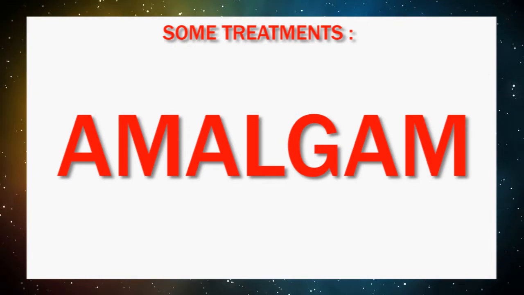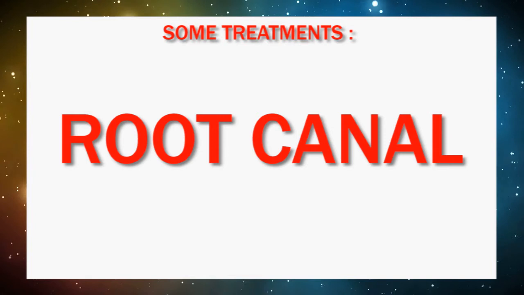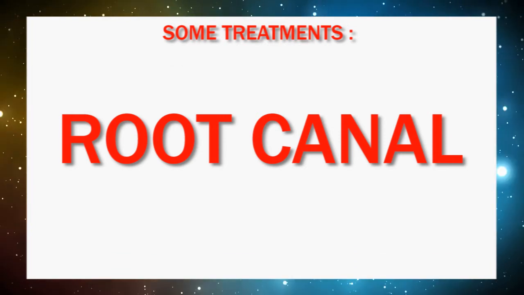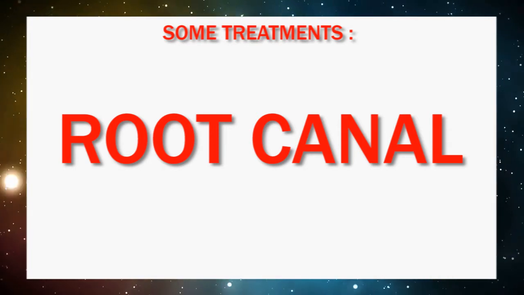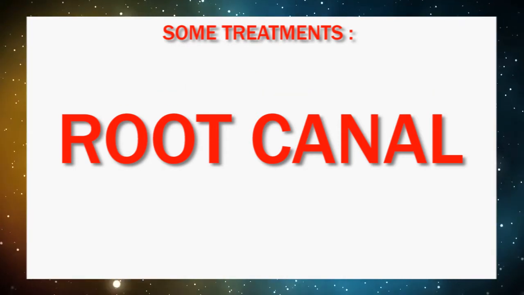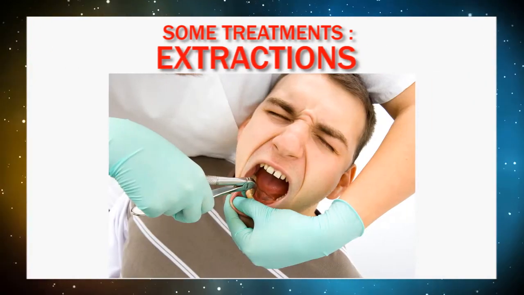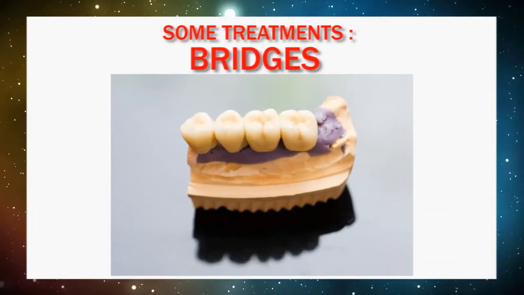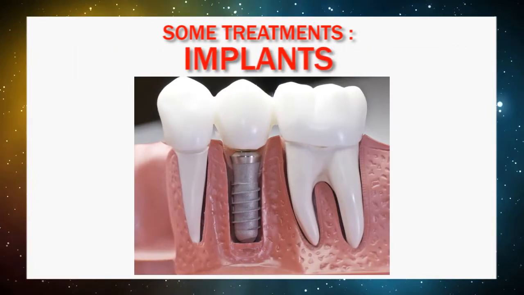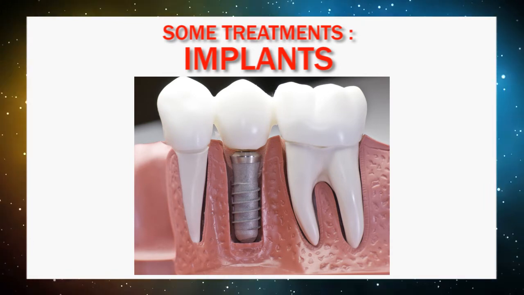Now, when the cavity is too deep or too large, a root canal procedure is done in which the dentist gains access to the pulp to destroy the tooth's nerve so you don't feel pain anymore, and then puts a crown on top. Extractions are done when a tooth can't be fixed. Bridges and implants are other treatment options used to replace missing teeth.